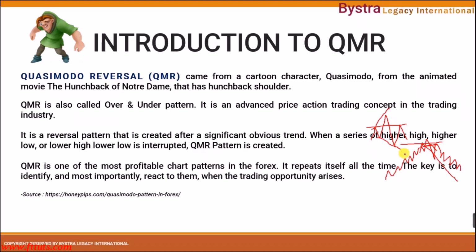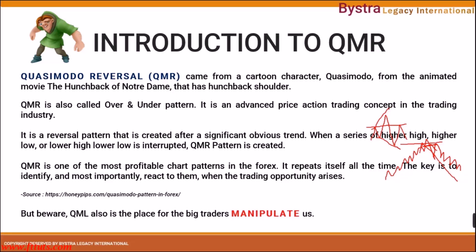QMR is one of the most profitable chart patterns in Forex, and it is also very commonly used by supply and demand traders. Because this setup always repeats itself all the time, the most important part is that we're able to identify and catch this setup whenever an opportunity arises in the chart. But beware, guys, QML is also the best place for big traders trying to manipulate us.